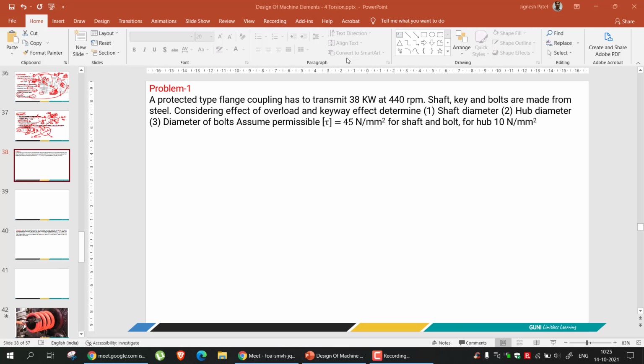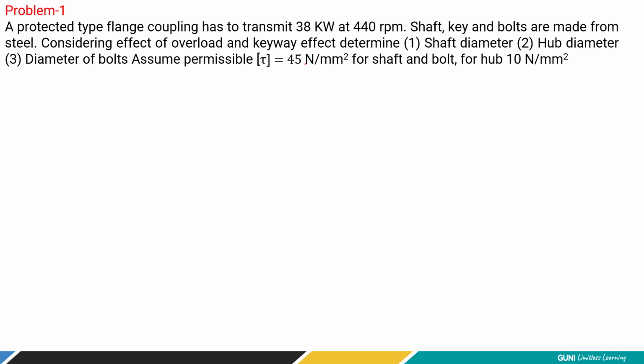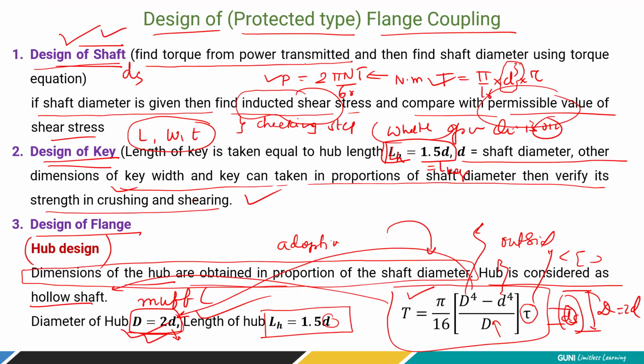In this class, we are going to solve numericals on flange coupling to understand its design equations, right? In the last session, we started the design of protected coupling, where we discussed that we first have to design the shaft by considering torsional shear stress failure. Then we also talked about the design of key. Then the third part was the design of flange, where the dimensions are taken in proportion to the shaft diameter.